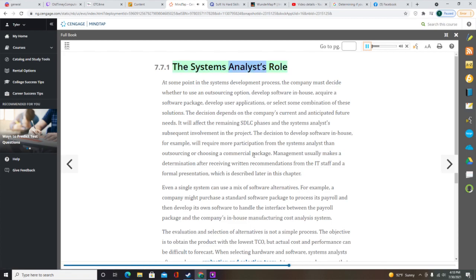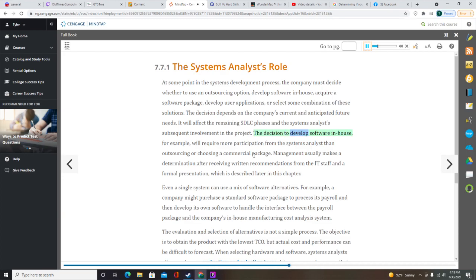The systems analyst's role. At some point in the systems development process, the company must decide whether to use an outsourcing option, develop software in-house, acquire a software package, develop user applications, or select some combination of these solutions. The decision depends on the company's current and anticipated future needs. It will affect the remaining SDLC phases and the systems analyst's subsequent involvement in the project.